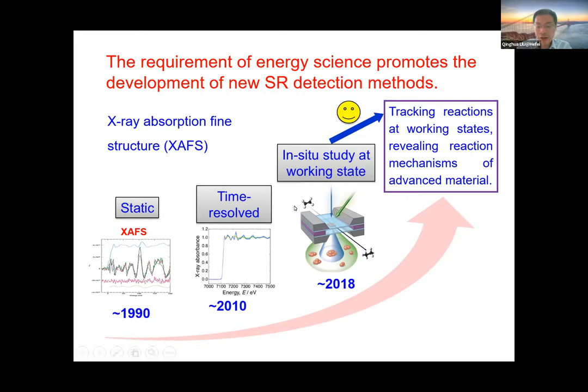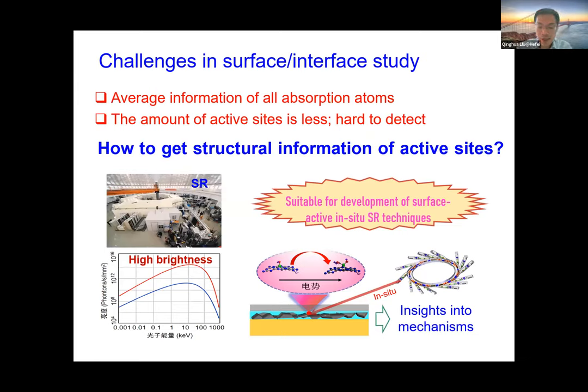The in situ characterization techniques can be used to track reactions at working states, thus revealing reaction mechanisms at the liquid-solid or gas-solid interfaces of various catalytic reaction systems. Now, the challenges in surface and interface studies on catalytic systems mainly lie in two aspects. First, the obtained structure information is the average information of all absorption atoms. Second, the amount of active sites at the energy material surface or interface is small, and it is hard to detect. Synchrotron radiation light has a high brightness and is very suitable for the development of surface-sensitive in situ SR technologies.